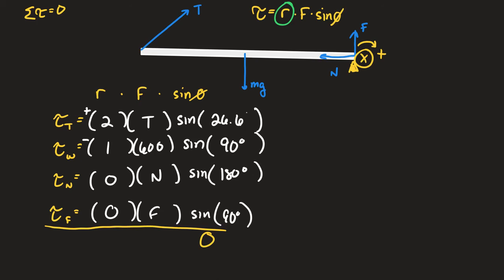Now, we've listed out all of our torques. They sum to be 0. So it's going to be 2T sine 26.6 minus 600 sine 90 equals 0. Any question about where any of that came from? The sum of the torques has to equal 0. Statics problem. So you now can figure out T.